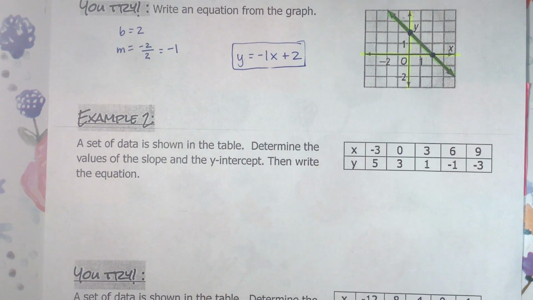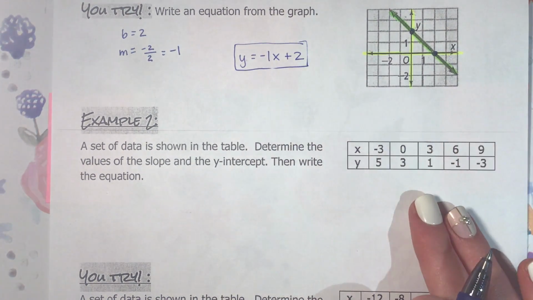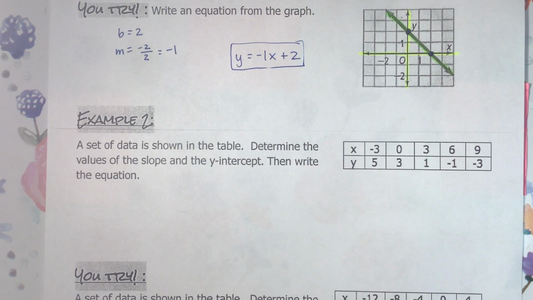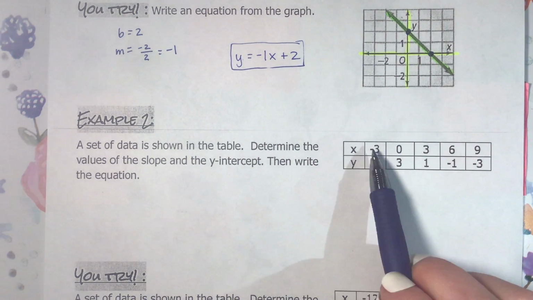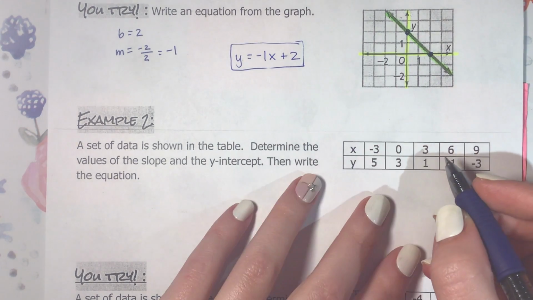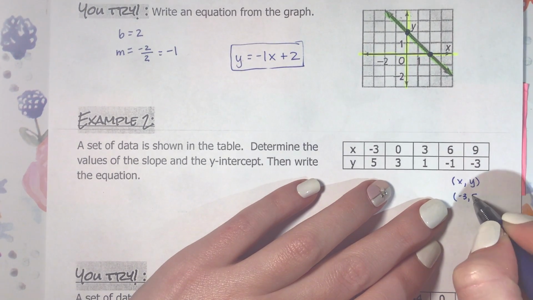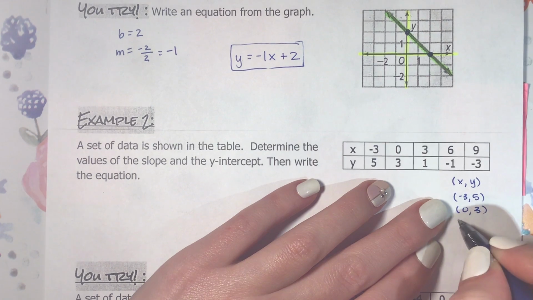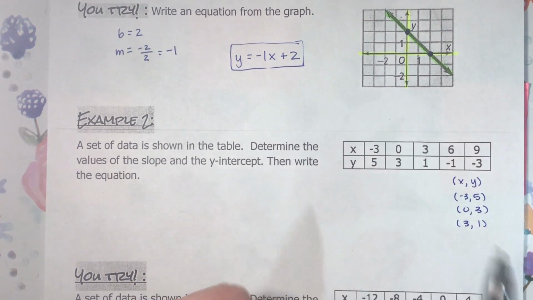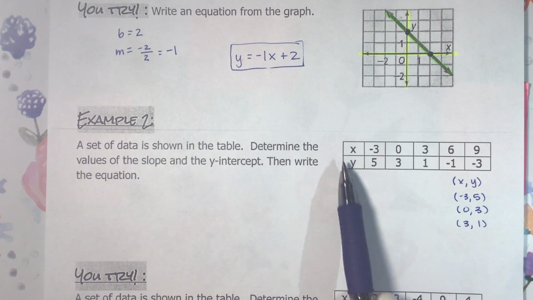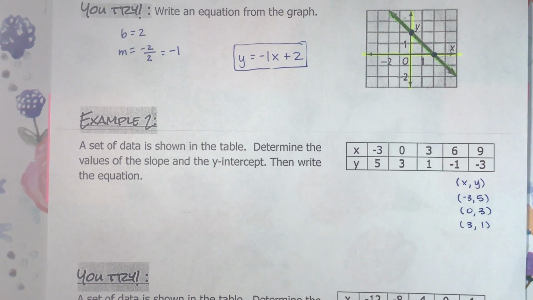Okay. Moving on to example 2, now we're going to use a table in order to write the equation. So first we started with a graph, now we're moving on to a table. It says, a set of data is shown in the table. Determine the values of the slope and the y-intercept, then write the equation. Don't forget that these are ordered pairs. So I can rewrite them if I need to out to the side. So this is (-3, 5), (0, 3), (3, 1), and so on and so forth. That's all that this table is. It's just ordered pairs written into rows.